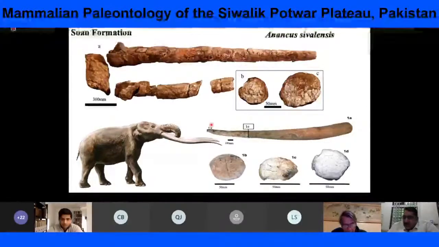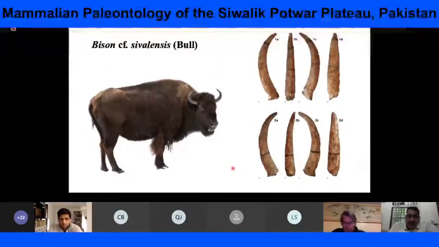There are at least 37 first-order increments in the tusk, implying that the minimum age of the animal was at least 37 years at death. The horn cores of Bison sivalensis are also reported from the Tatrot outcrops of the Pinjor formation.